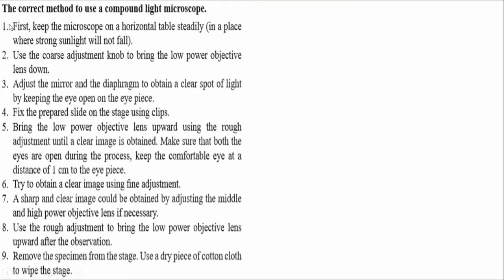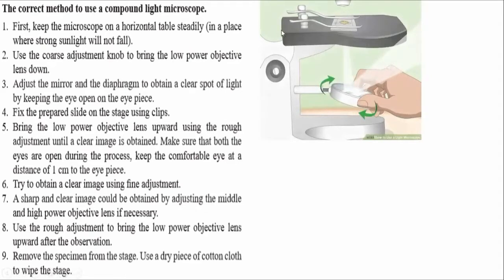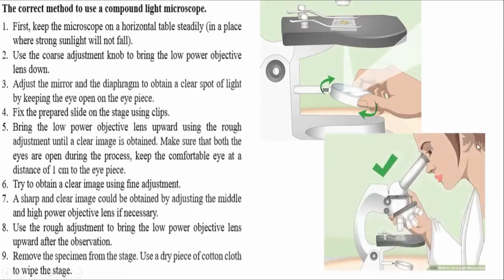All right, so we can adjust the mirror and diaphragm until we get a clear image, but while doing that, we need to keep our eyes on the eyepiece. All right, only then we can see what is happening to the specimen. Is it clear or is it still not clear? Okay, so we should make sure that we are observing the specimen through the eyepiece while adjusting the mirror and the diaphragm. All right.